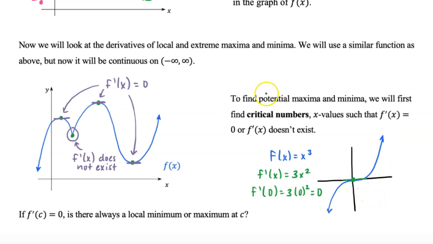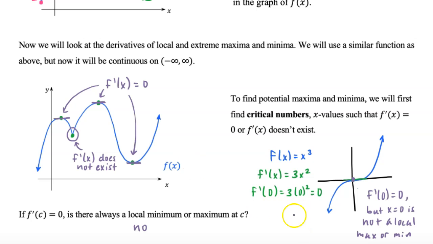And so I've found that right here, f prime of 0 equals 0, but x equals 0 is not a local max or min. And so our answer is no. So the converse is not always true.